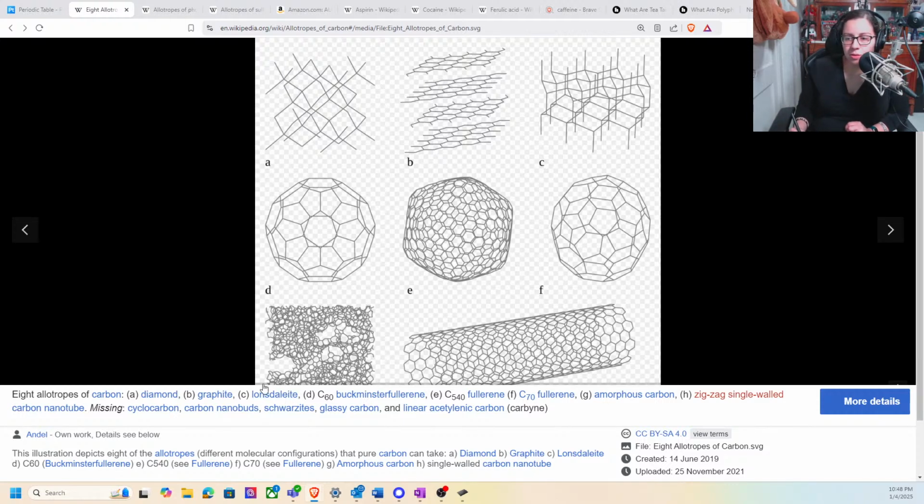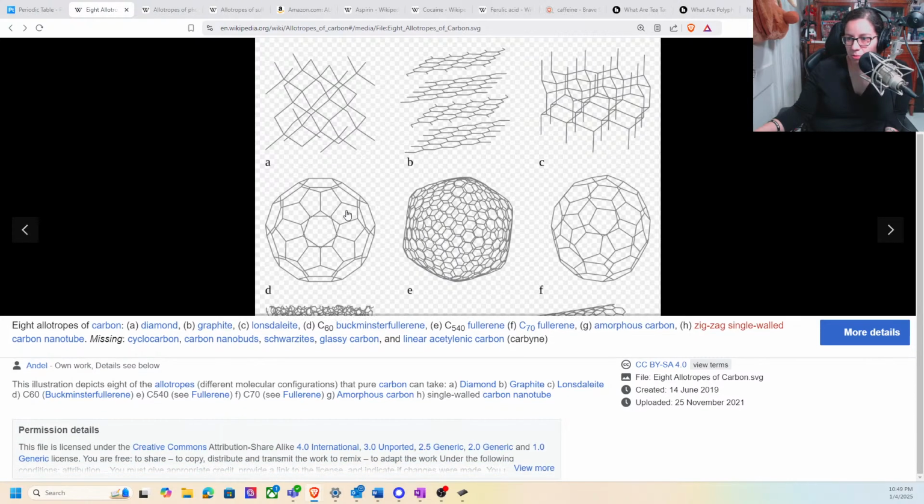The next one is Lonsdaleite, which I'm not really familiar with. D here is C60. This was pretty famous, discovered, I believe, back in the 90s. This led to the whole explosion of carbon nanotubes. This was a revolutionary material discovered at Rice University. From there, this led on to different nanotube structures with carbon.